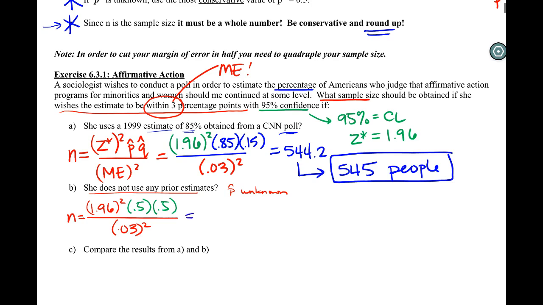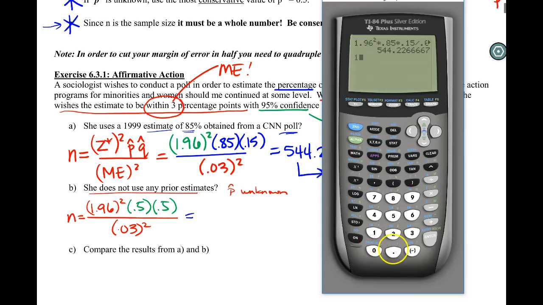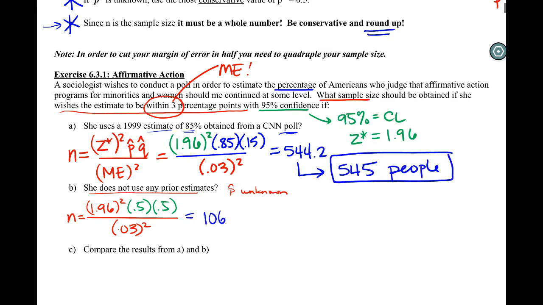So if you plug all that in, what do we end up with? I should have just edited the last one. It's too late now, too far in. We get 1067.1. And then remember, we need to round up. And this is going to be 1068 people.